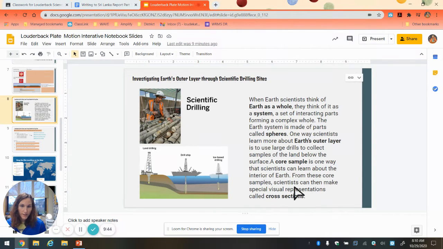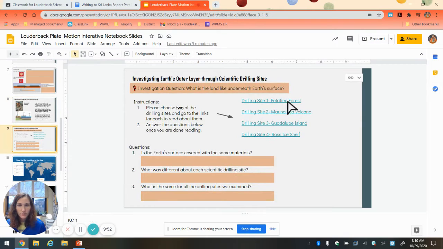From these core samples, scientists can make a special visual representation called cross sections. And then in slide 9, you had to pick 2 of these drilling sites and examine the cross sections to answer the questions. Is the Earth's surface covered with the same material? What is different about each drilling site? And what is the same for all of the drilling sites examined?